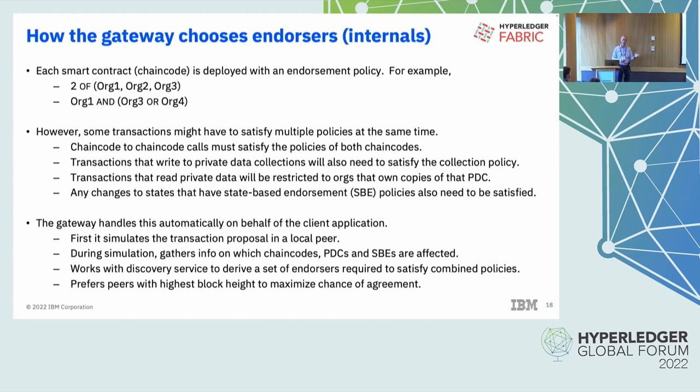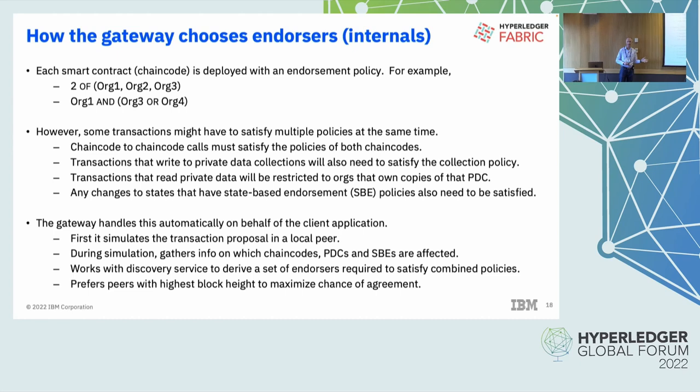And it gets worse with private data collections, because they have their own signature policies, and so we need to bring those in as well. If you're doing a read from a private data collection, then you've got the ownership policy as well, which might limit you to whoever has copies of the private data collection. And then it really gets worse with state-based endorsement policies, because each individual state within the metadata in the ledger can have an endorsement policy that's just for that state itself, and they can change. A transaction can change those, so they're dynamic. So whenever you're submitting a transaction, all of those have to be satisfied.